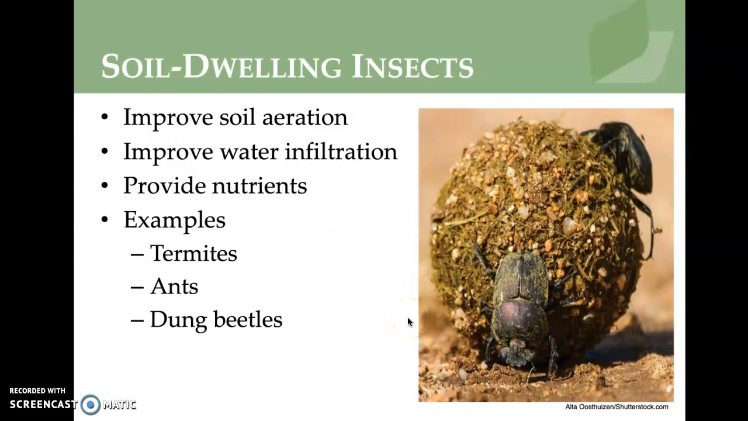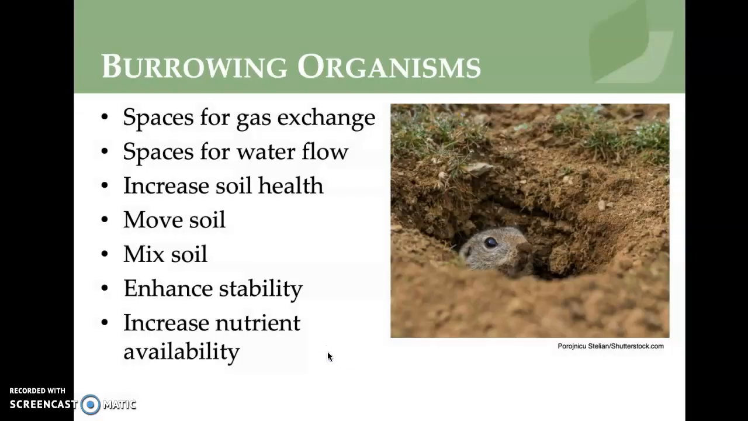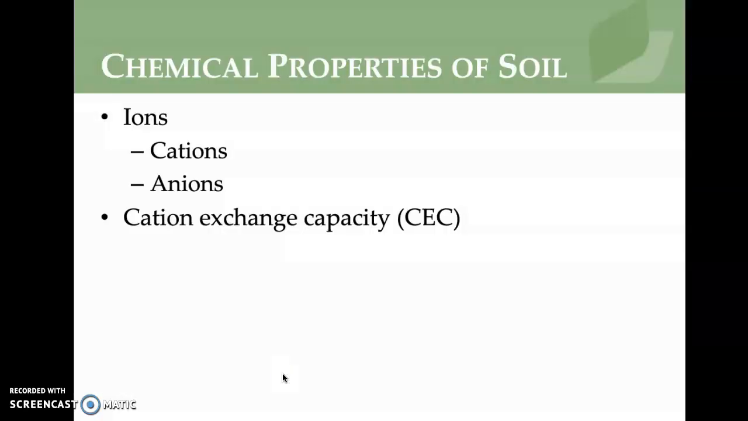Soil-dwelling insects, they do improve soil aeration, improve water infiltration, provide nutrients, and you can see there's a list of some examples. This is your lovely dung beetle. You have burrowing organisms. So they do actually provide some space for gas exchange. They move soil. They can enhance stability. Most of us don't like them just for the fact that they make big mounds. They also can destroy roots of a crop. So there's some give and take with them.